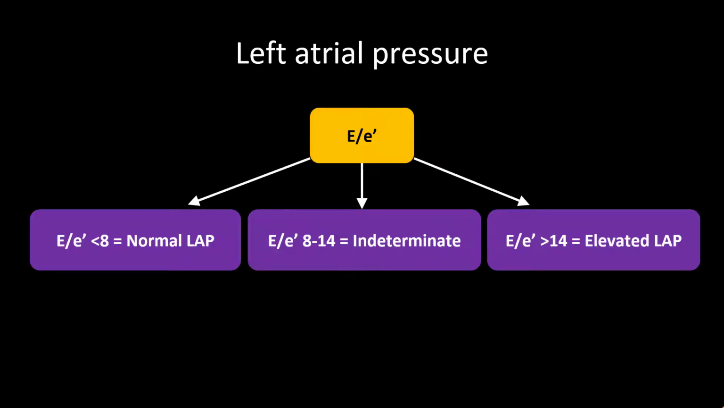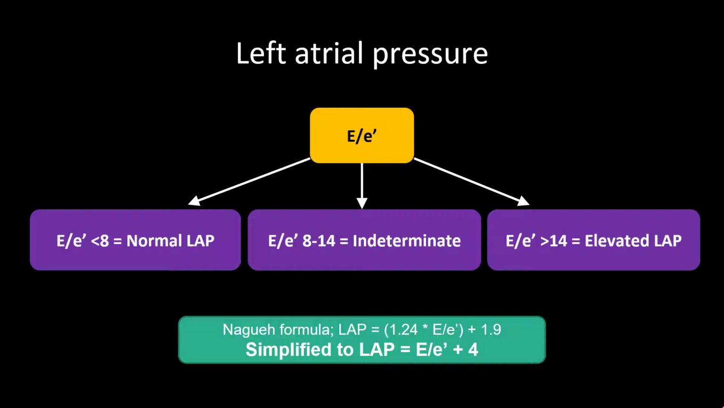To be clear though, the E over E prime does not equate to your left atrial pressure. For the POCUS nerds out there, the Nagueh formula actually allows you to calculate an LAP from the E over E prime ratio. Simplified, your LAP is equal to E over E prime plus 4. In any event, the E over E prime cutoffs that are identified here are the important numbers we want you to remember.